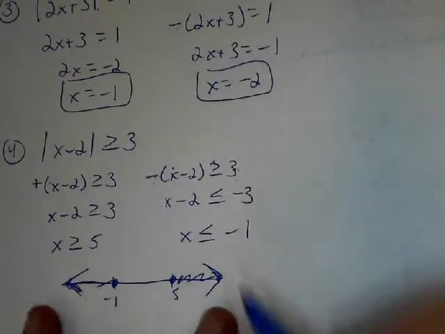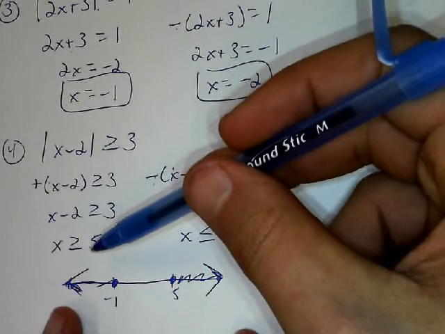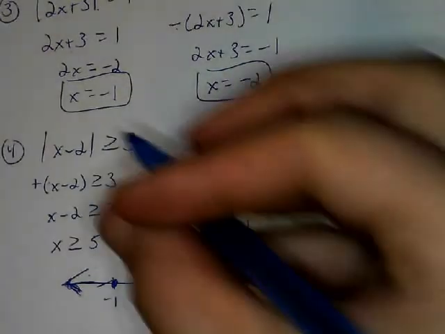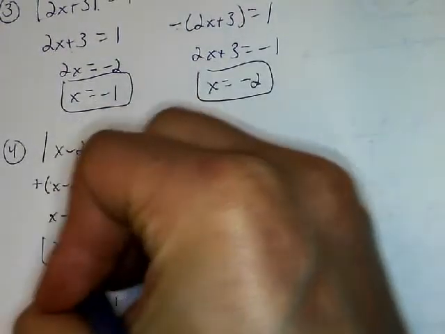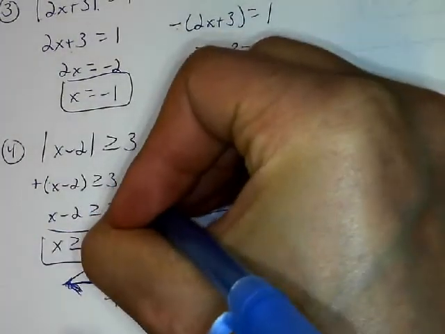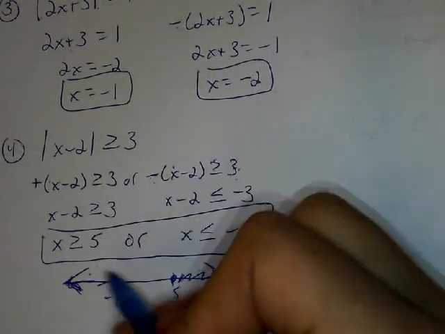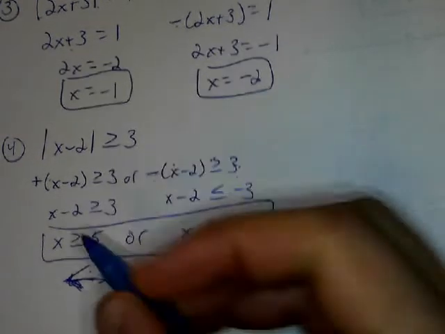Notice how the two shadings are away from one another. This makes this an OR problem. I have trouble remembering which one's AND and which one's OR. OR is always the non-inclusive one. This one does not include the middle, therefore it's an OR problem.